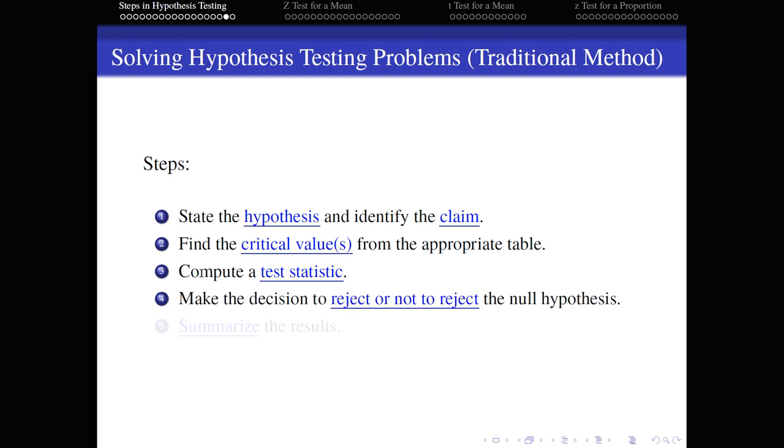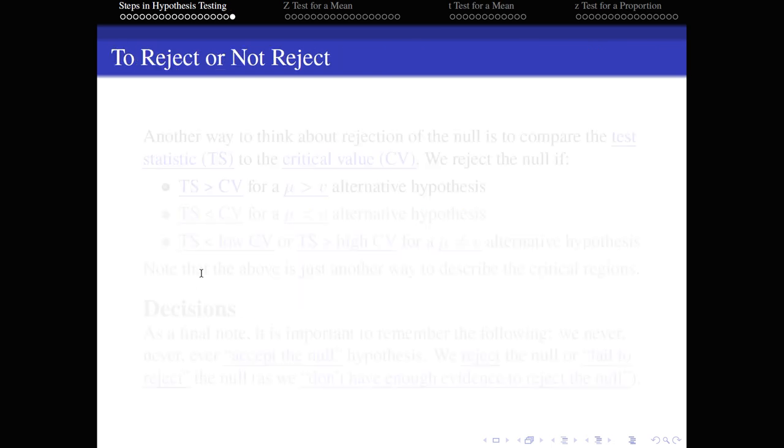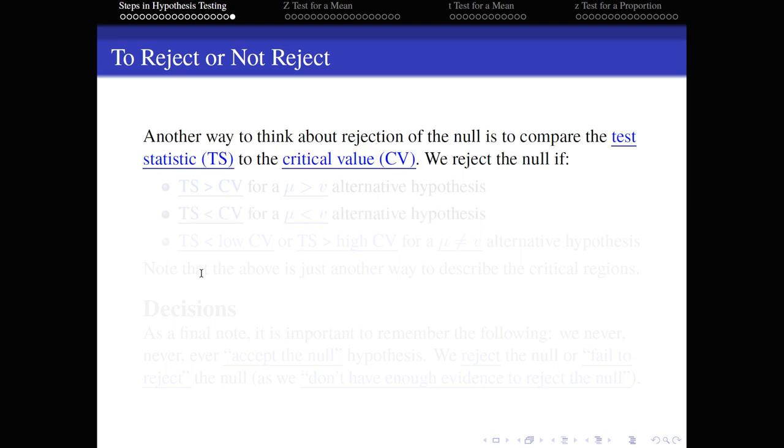We'll make the decision whether to reject or not reject the null hypothesis. That's comparing the test statistic to the critical values. And then we'll summarize the results. So these are our hypothesis testing steps.